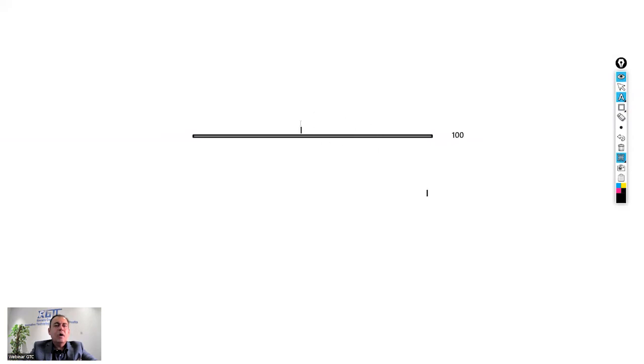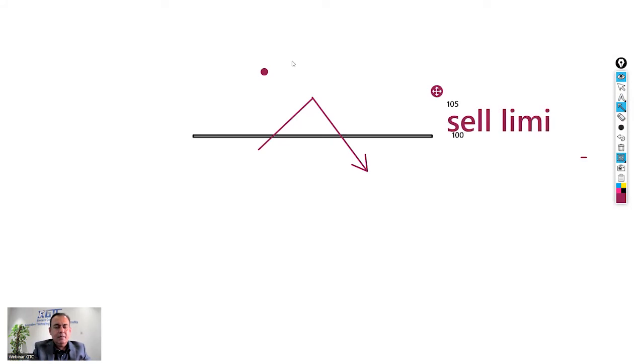But I'm going to give an order to my trading system to keep my order pending. Whenever the market reaches 105, I'll be selling. So there will be a pending order in the system. Whenever the market goes higher, the system will execute the trade on the sell side with 105 as my entry level, like this. So this is a sell limit pending order.